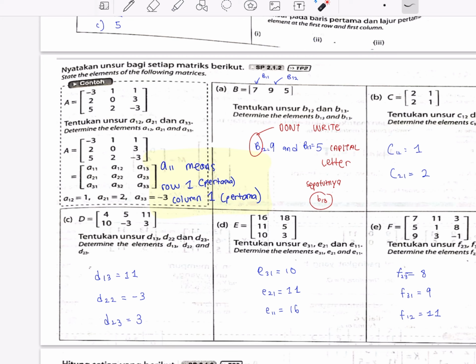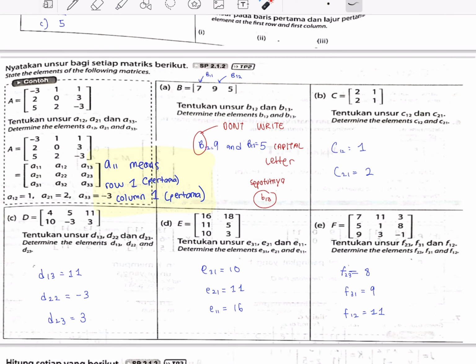Okay, you guys can try to do the rest of the soalan by yourself. Do not cheat. Alright, so I'm gonna let you guys screenshot in 3, 2, 1.